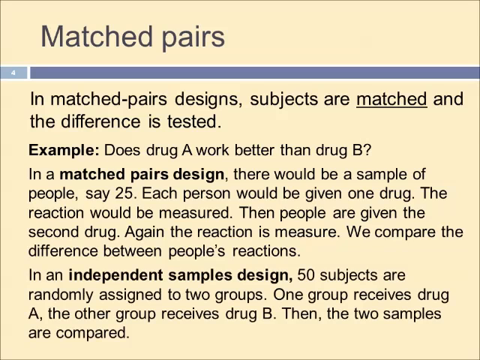In an independent samples design, we might take 50 subjects, and then we randomly assign them to two different groups. One group receives drug A, the other group receives drug B. Then the two samples are compared. There's no overlap.